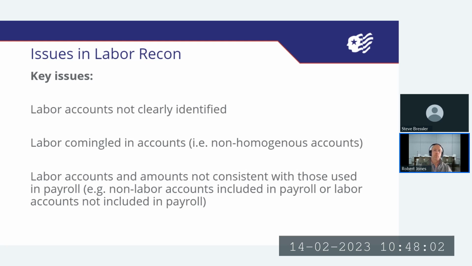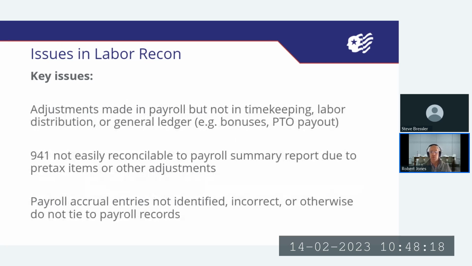Whatever you've done, we've got to be very clear that we know which accounts in the general ledger tie to the labor and the non-labor items that are in our payroll summary report. Other issues that we run into: adjustments that are made in payroll, but not in timekeeping or labor distribution or the general ledger, or somewhere in that mix, right?